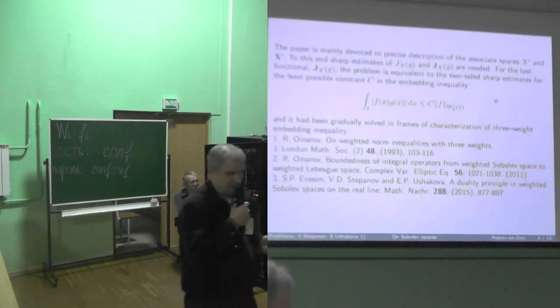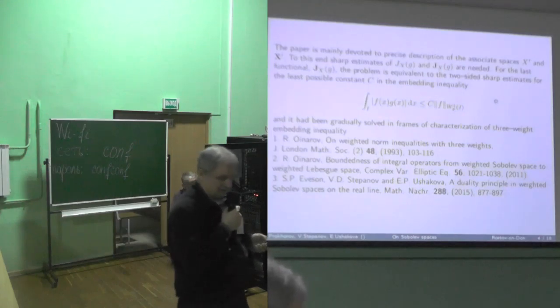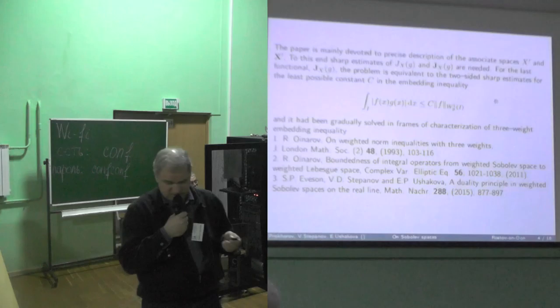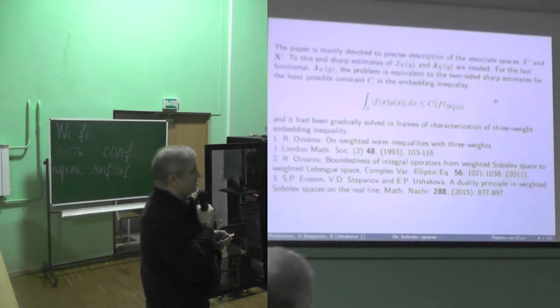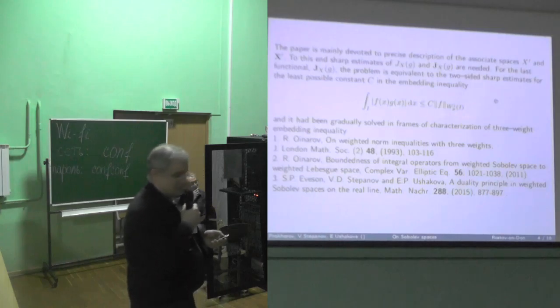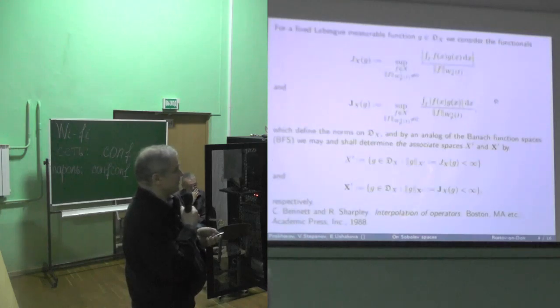a precise criterion which describes the weights for which the inequality is true, and we also got two-sided estimates for the best constant C. But then it was noticed, much later, that if you divide the left side by the norm of the right side and take the supremum, then you obtain this function.